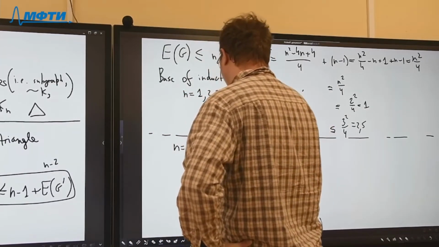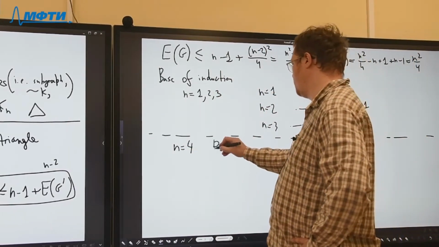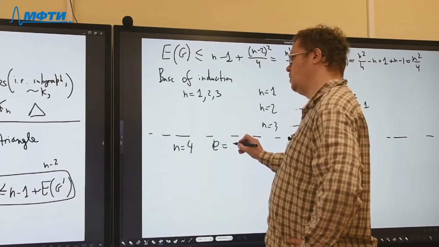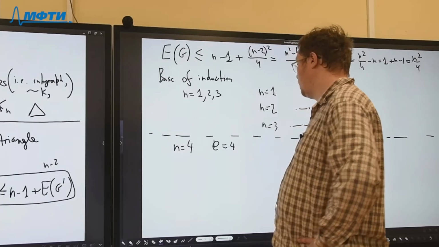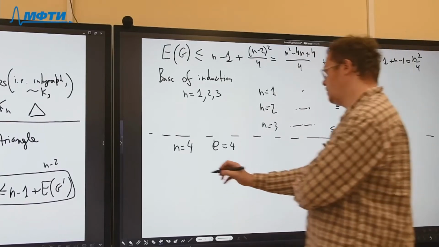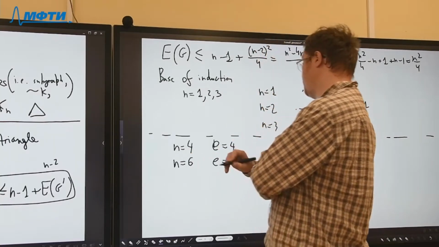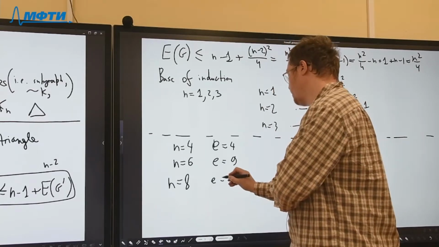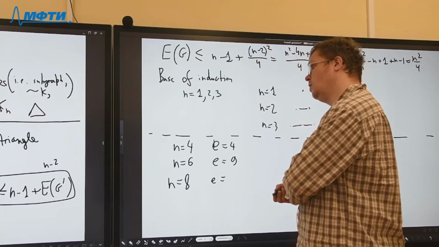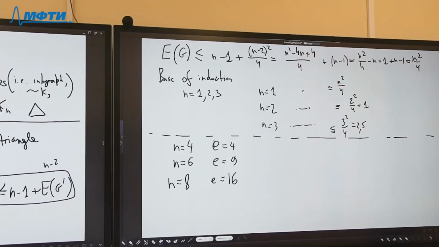Maybe we want to find the graph on 4 vertices with number of edges equal to n squared over 4, which is 4. Okay, can we provide the graph on 4 vertices with 4 edges without triangles? And then on 6 vertices, it will have 9 edges. And on n vertices, it will have n squared over 4, so 16 for n equal 8.